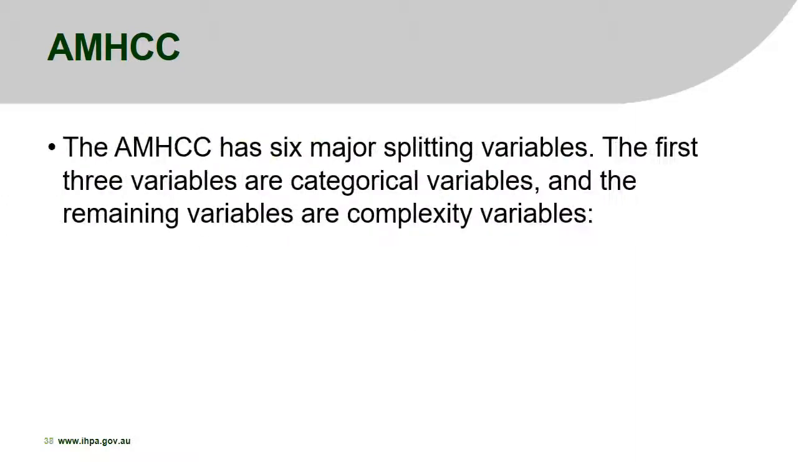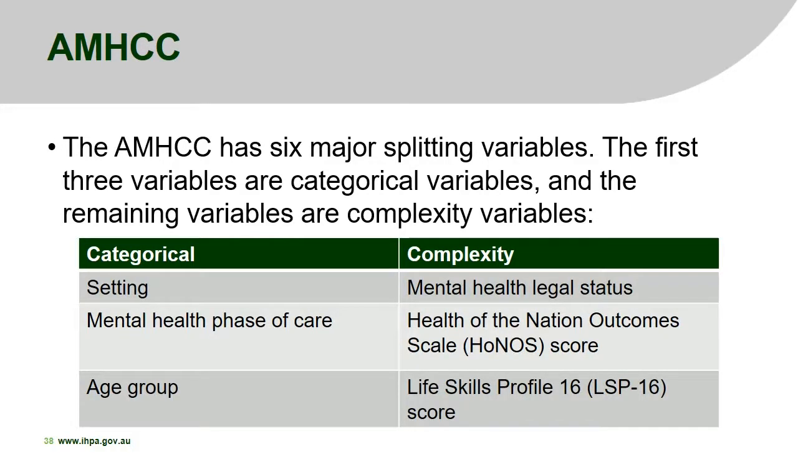The Australian Mental Health Care Classification has 6 major splitting variables. The first 3 variables are categorical and the remaining variables are measures of complexity. The categorical variables are setting, mental health phase of care, and age group. The measures of complexity are mental health legal status, Health of the Nation Outcomes Scale, or HONOS score, and the Life Skills Profile 16, or LSP 16 score.